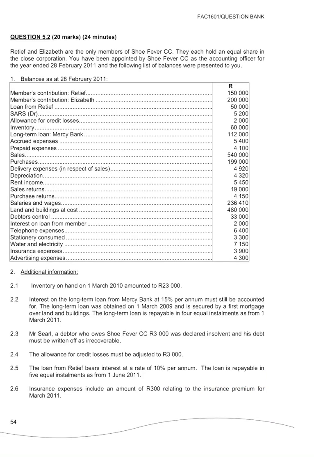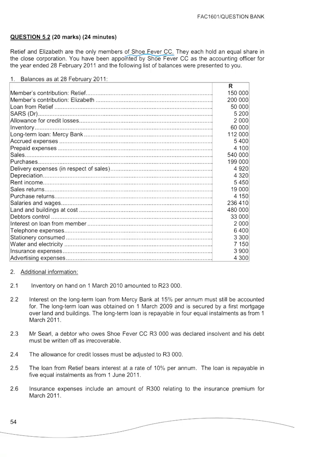So it's Retief and Elizabeth are the only members of the Shoe Fever CC. So we can see that this is a close corporation. They each hold equal share in the close corporation. They've been appointed by Shoe Fever CC as the accounting officer for the year ended 28 February 2011. And the following list of balances were presented to you. So we've got everything there.